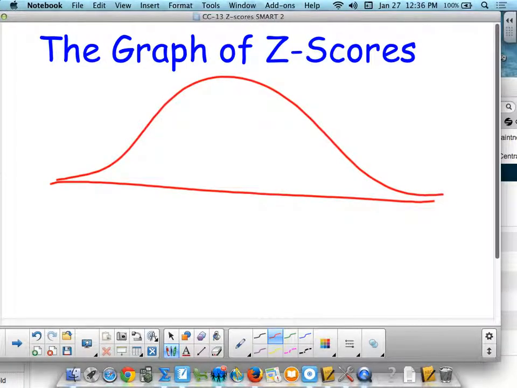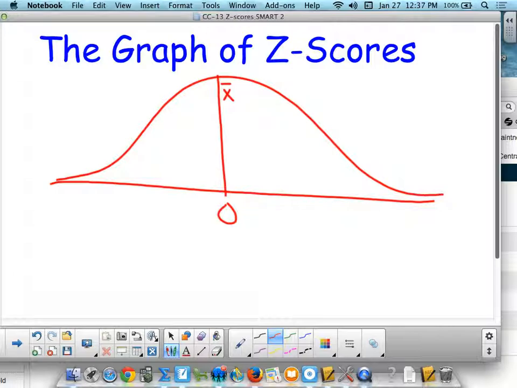Just a quick look at how z-scores came about. Z-scores are kind of like the normal distribution. You usually put the average right here, don't we? Well, for the average, they didn't want to put a number down. They just said, let's put 0. So if you did the average on a test, your z-score is 0.